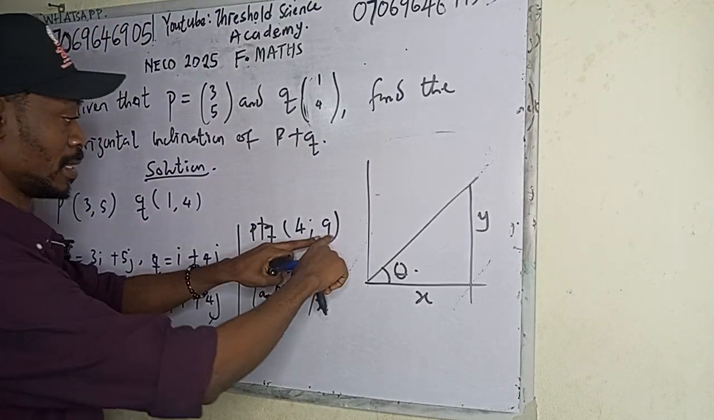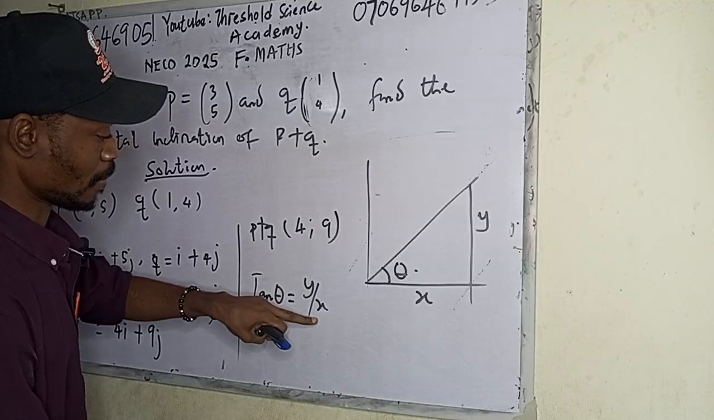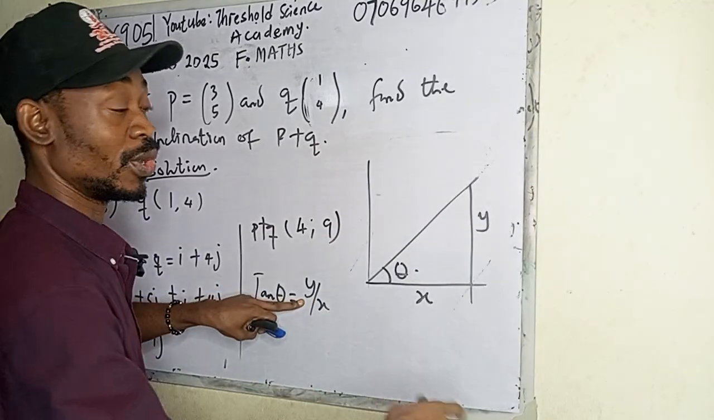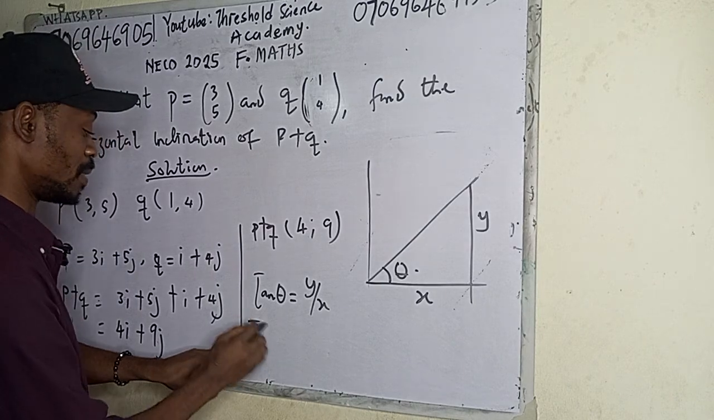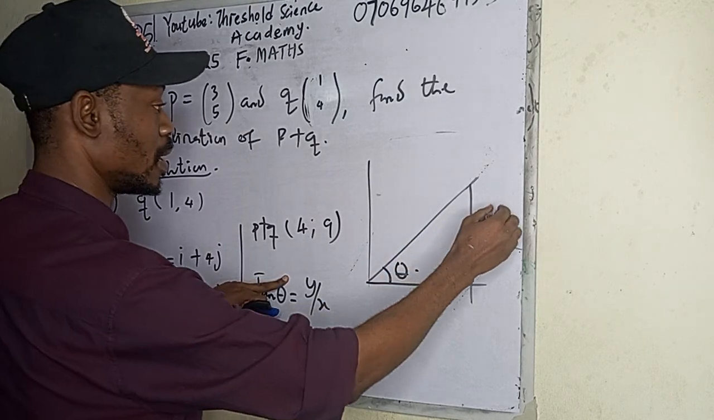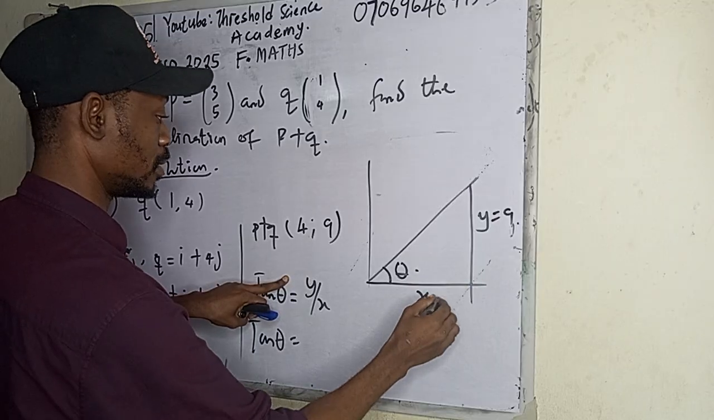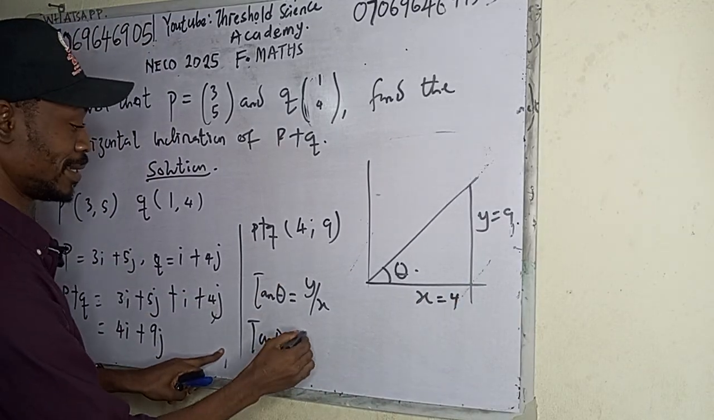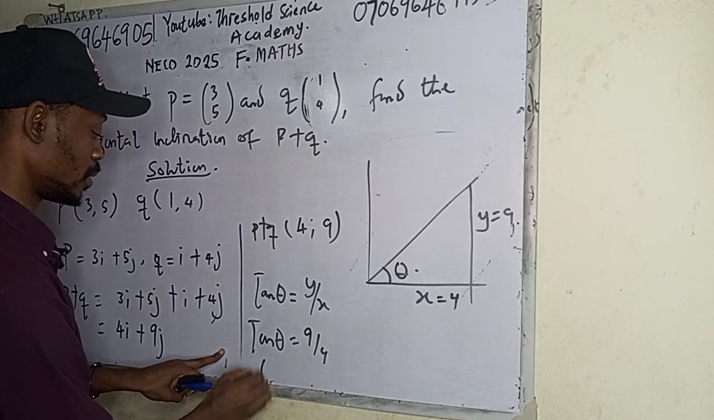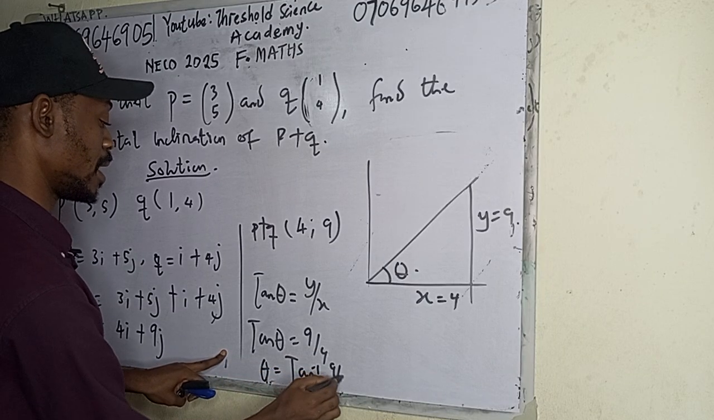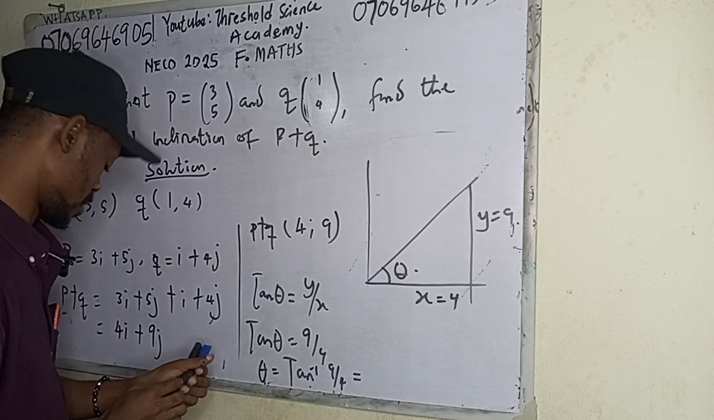And then the y is going to be j, which is going to be the unit vector on the y-axis. So in other words, we're going to have tan theta equals y over x, where y is going to be 9 and x is going to be 4. So y over x, that's going to be 9 all over 4. So what's going to be theta? That will be tan inverse of 9 all over 4, and that should be the answer.